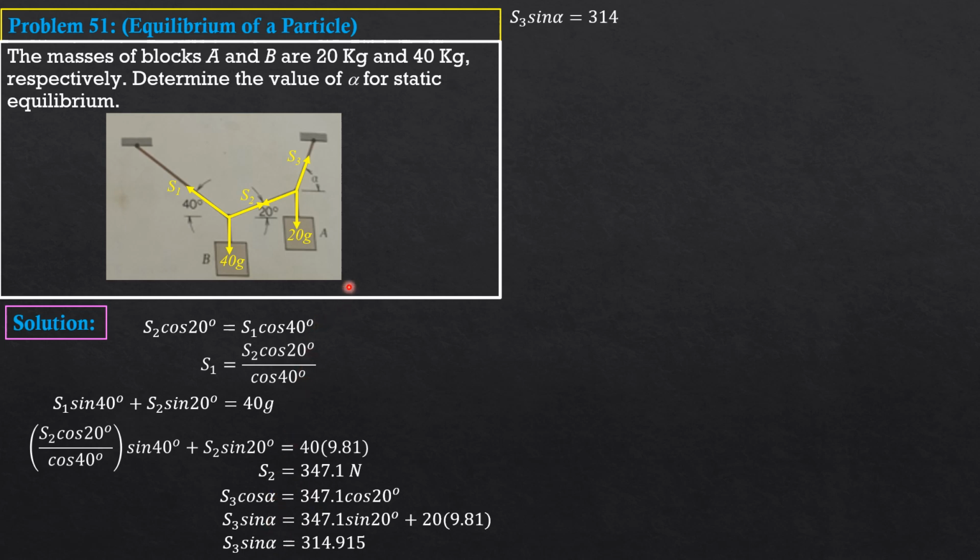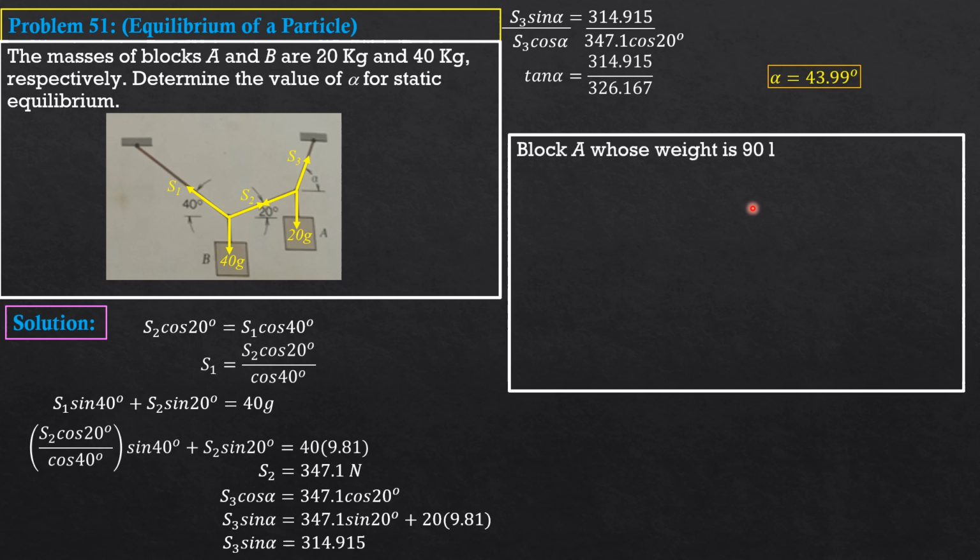So S3 sine of alpha is 314.915, and S3 cosine alpha is equal to 347.1 cosine 20. So after we divide, we have tangent alpha equals the value on the right, which is 314.915 over 326.167. So from there, we can solve for alpha. Alpha is equal to arctan of this ratio, 43.99 degrees.